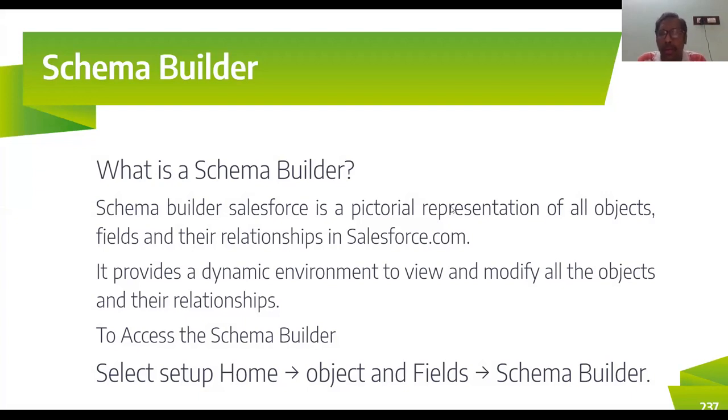Like we are going to create an object, right? Normally, without any pictorial representation, we would have created an object. But now we are going to create it with a pictorial representation. What are we going to create? We are going to create an object, fields, and relationships, which can be done with the help of Schema Builder.